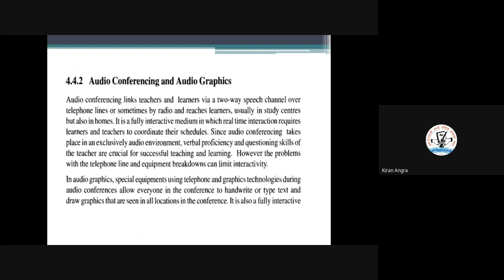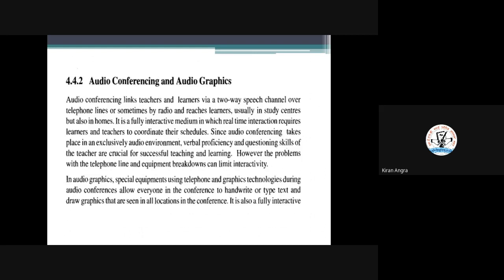In audio conferencing, what is important is that real-time interaction is required. The teachers have to give you the schedule, and the teacher has to coordinate with you. You have to be there in real time, wherever you are. It is not that you need to be at one place, but you are supposed to attend it.